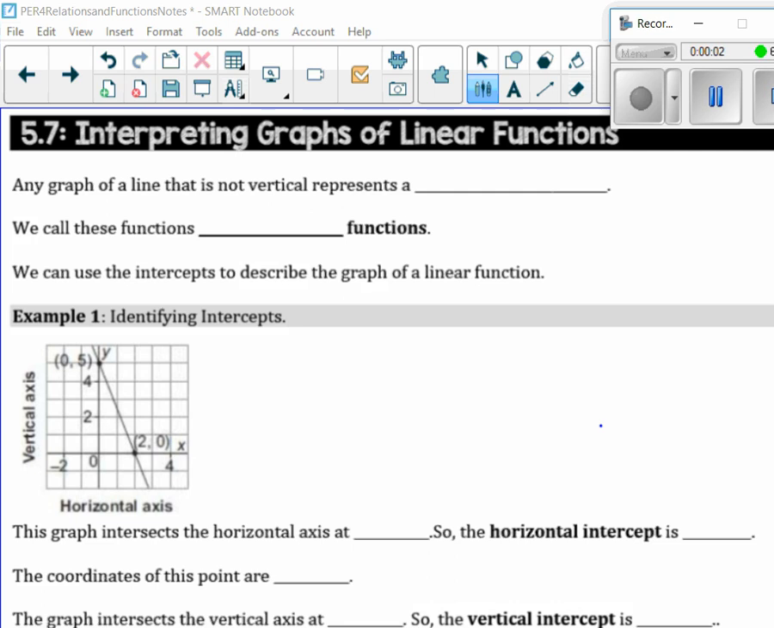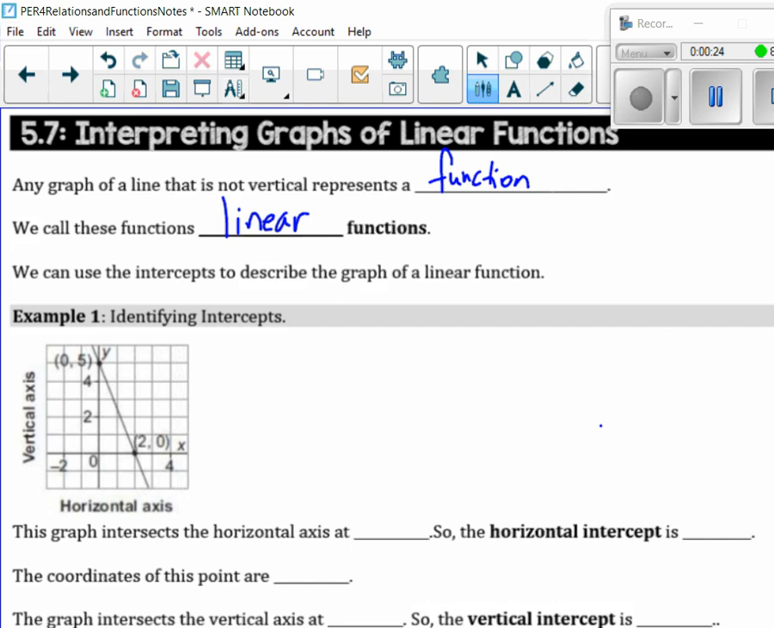A graph of a line that is not vertical represents a function. Did you know all lines are functions, except if it's vertical, then it would fail the vertical line test, because it would have an infinite number of points intersecting that vertical line. We call these functions linear functions.